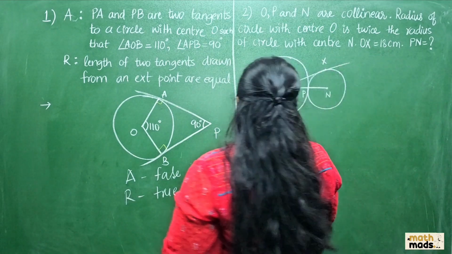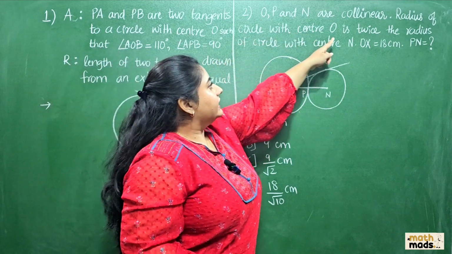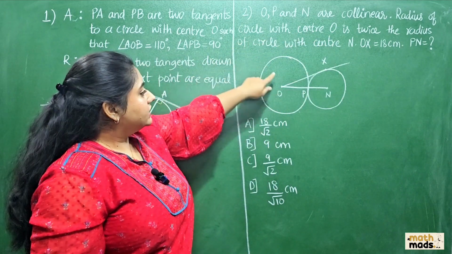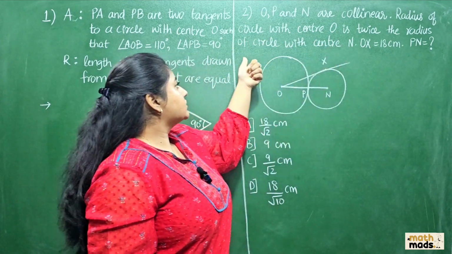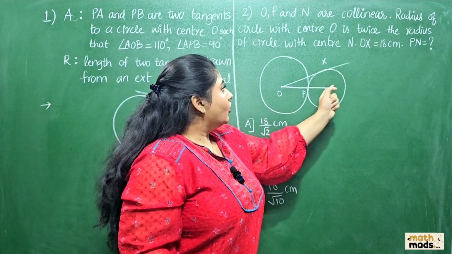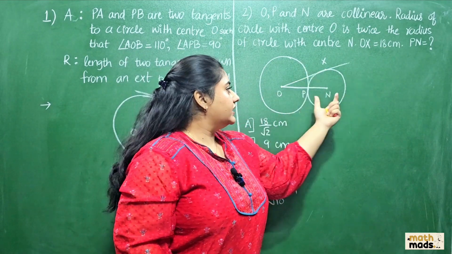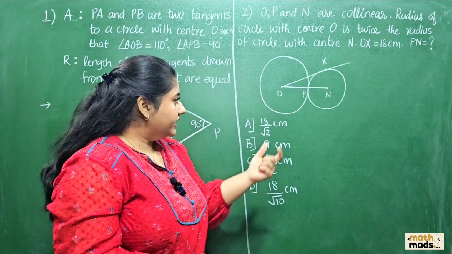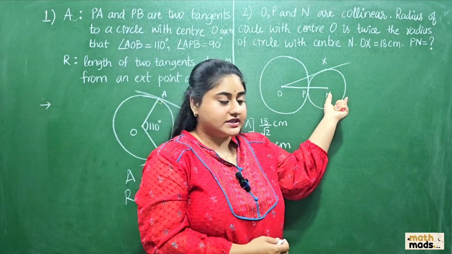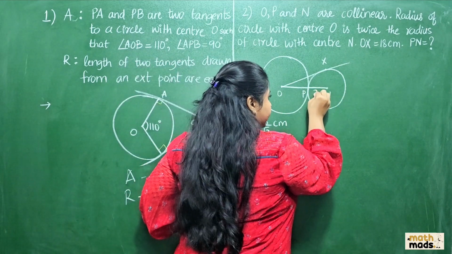Okay, now let's look at the second one. O, P and N are collinear. Radius of the circle with center O is twice the radius of the circle with center N. OX is equal to 18 centimeter, then what is PN? Okay, now let me take PN. Here PN is the radius of the circle with center N. So let me take it as X.